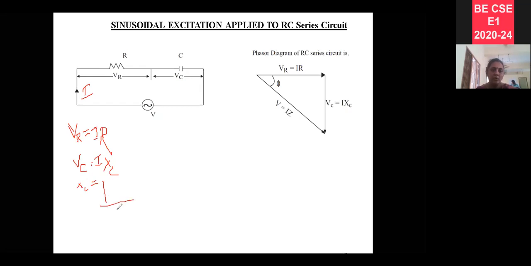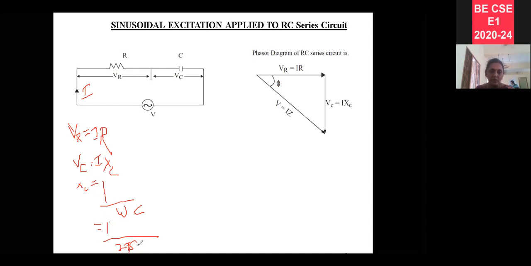1 by omega C, where omega is called the angular frequency, right? Now the unit for XC is going to be that of reactance, ohms. Now what is omega? We know omega is going to be 2 pi f. So we can write this as 1 by 2 pi fC. So XC can also be written as 1 by 2 pi fC, where f is the normal frequency. Frequency we have defined already, right? So the same way we will be writing 2 pi f into C.